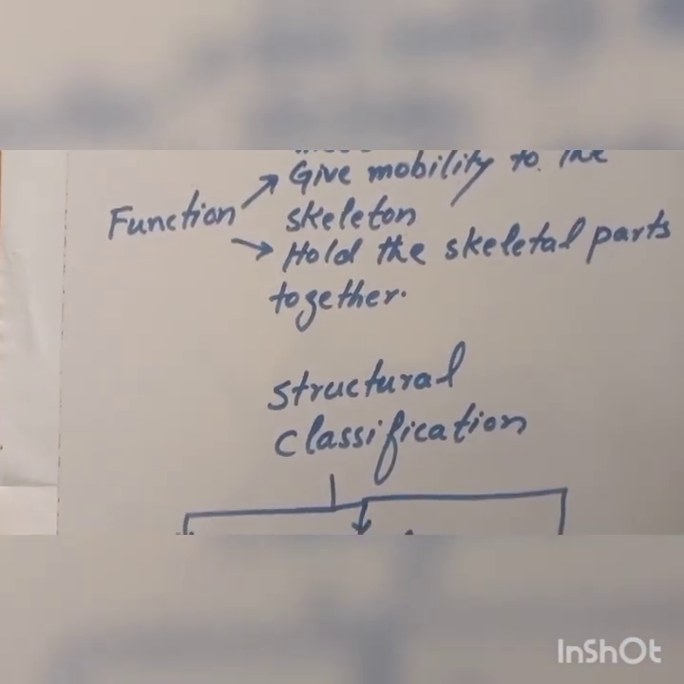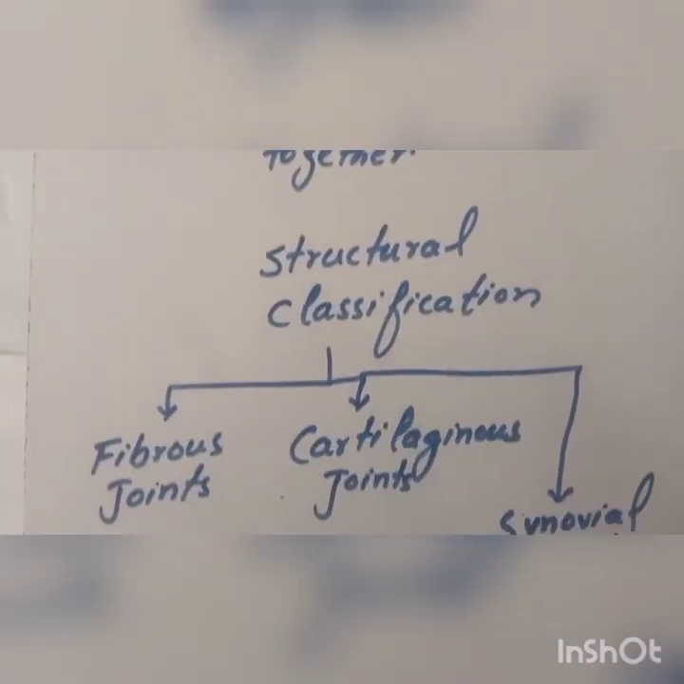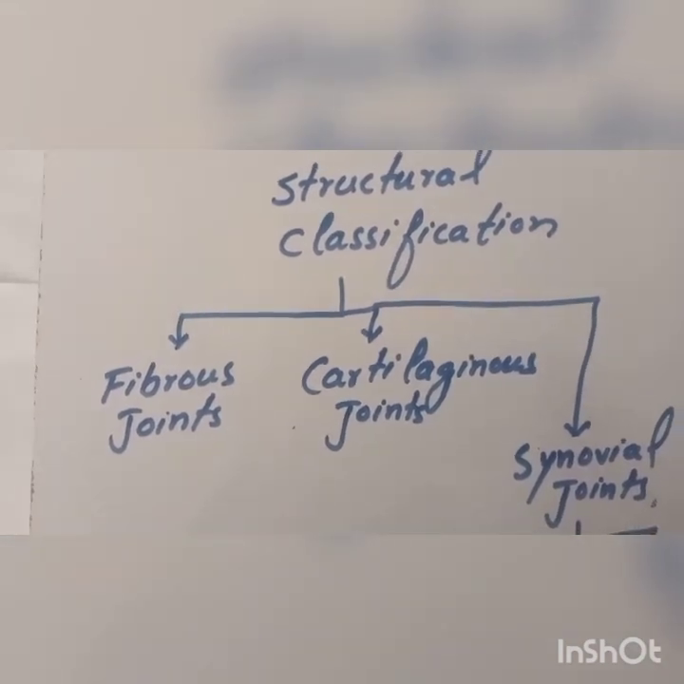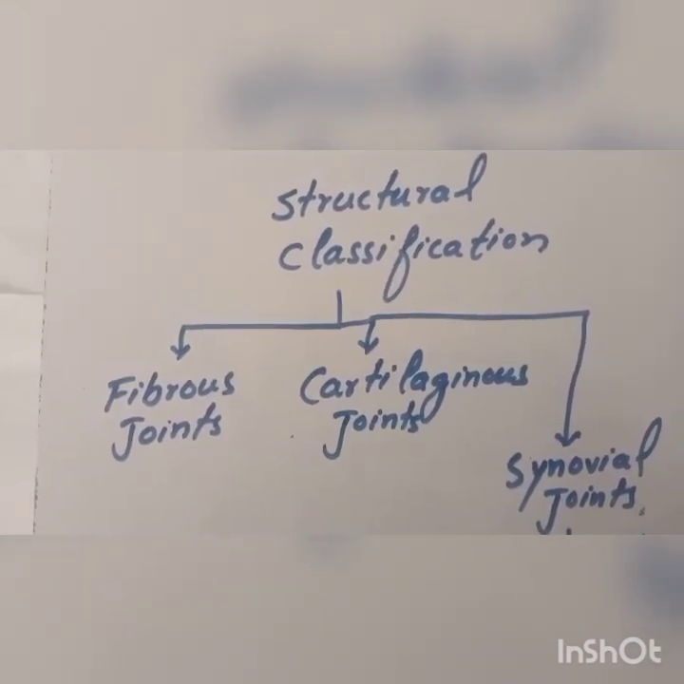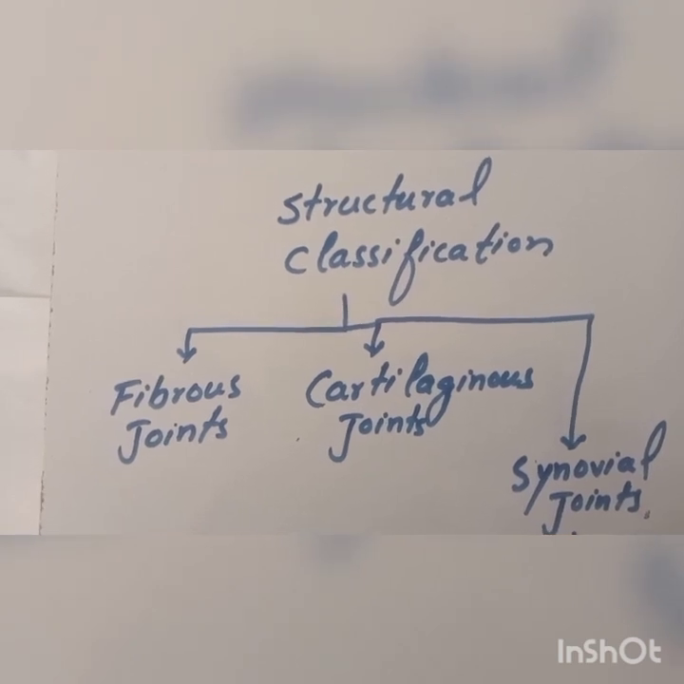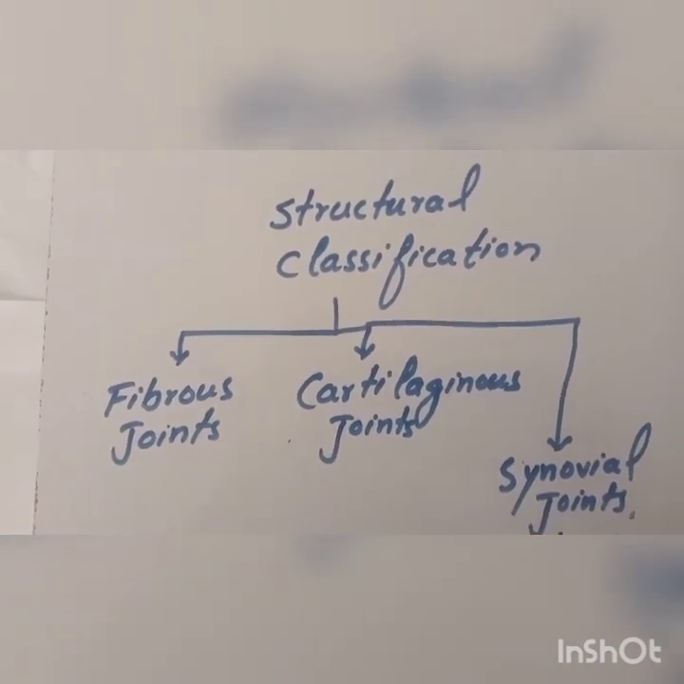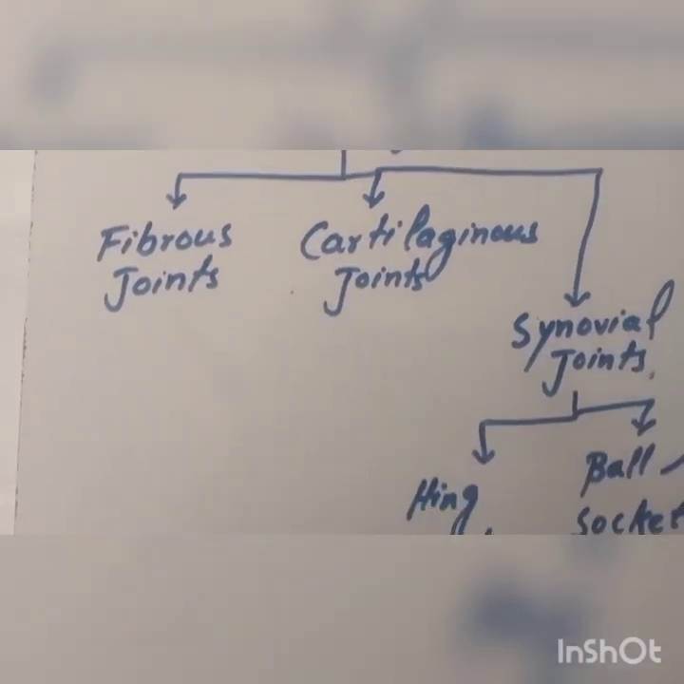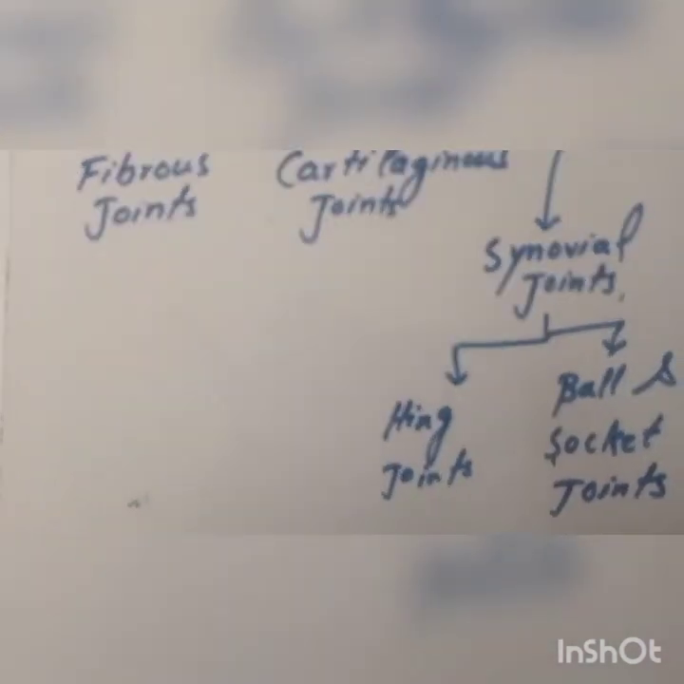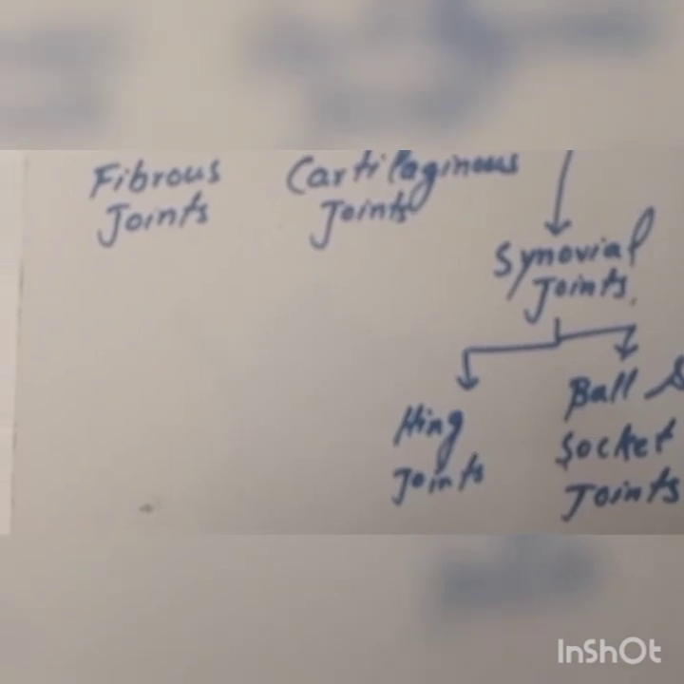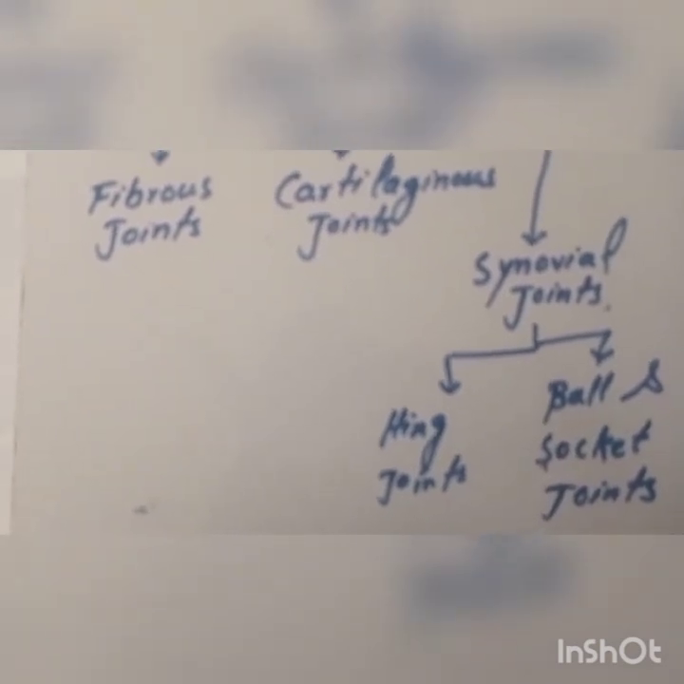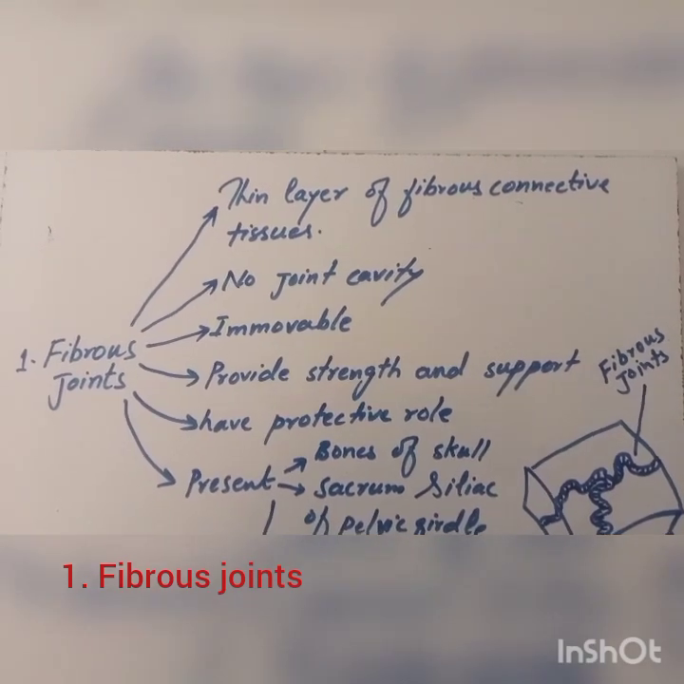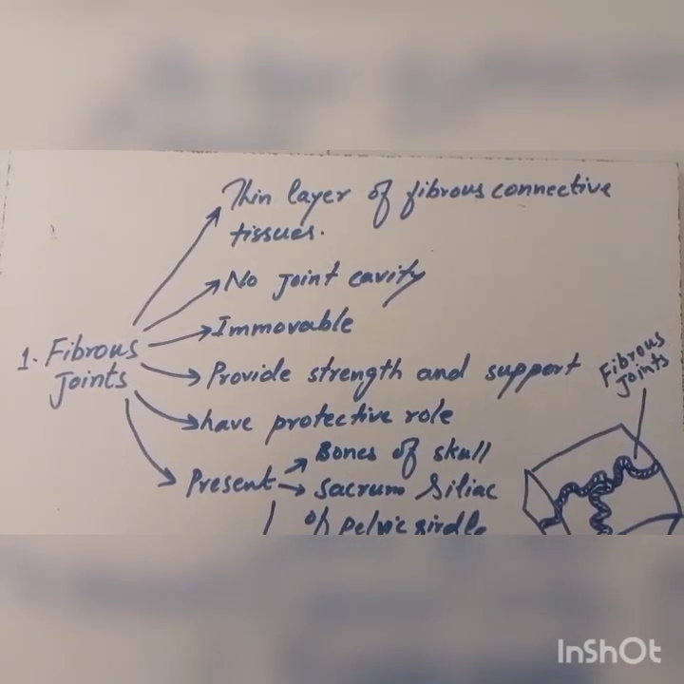Structural classification of joints. They are classified into three types: fibrous joints, cartilaginous joints, and synovial joints. Synovial joints are further classified into hinge joints and ball and socket joints. Number 1, fibrous joints.